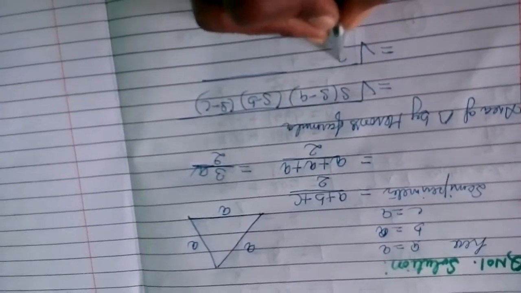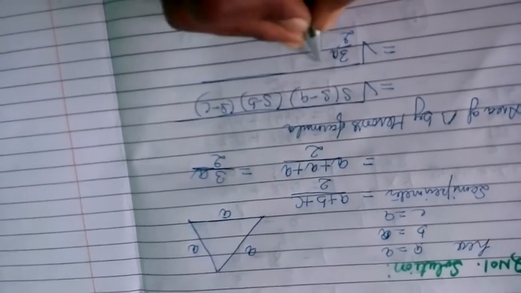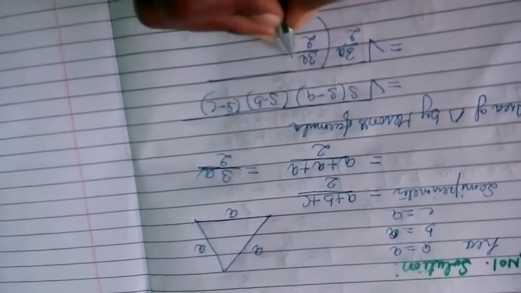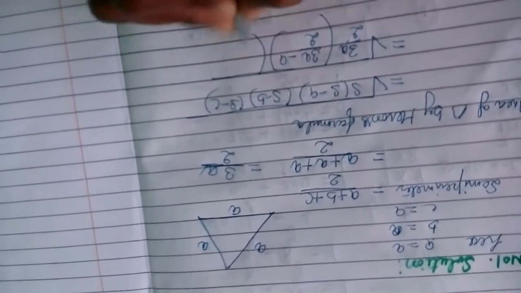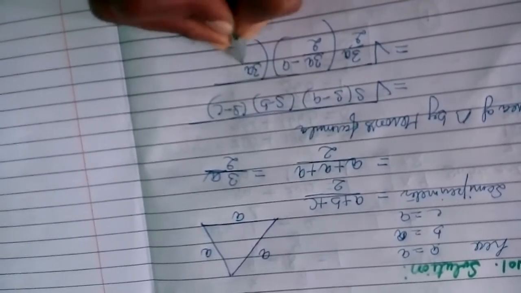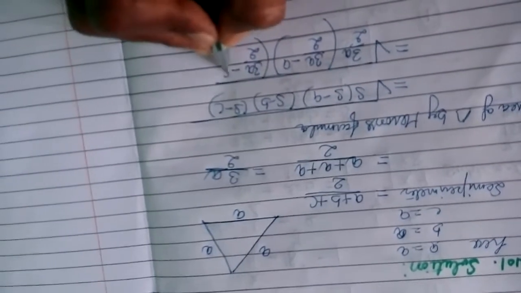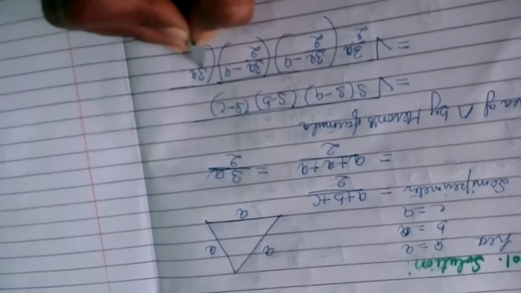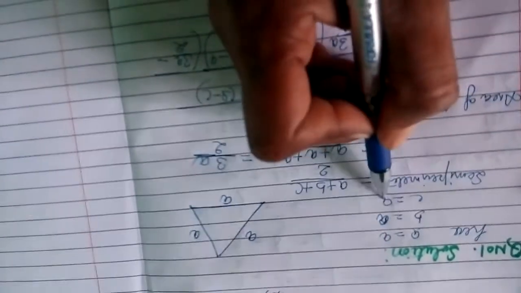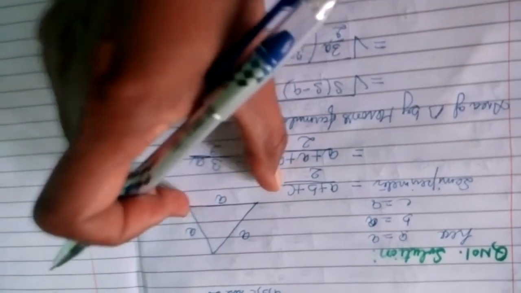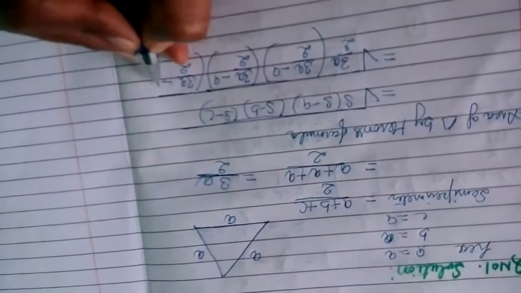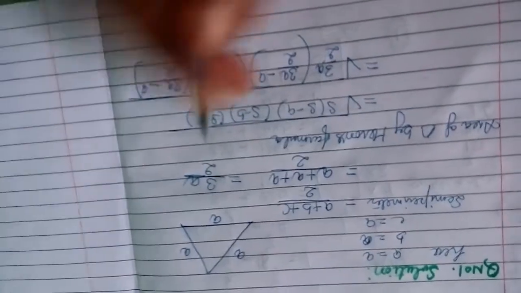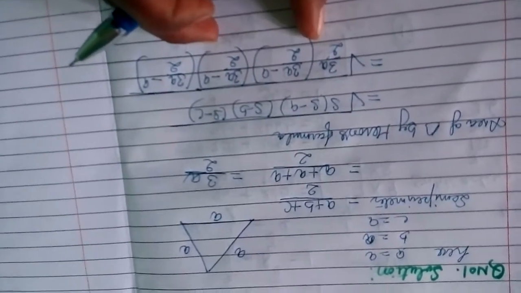So here you can see that s is 3a upon 2. And what is s minus a? Again s is 3a upon 2, and a is minus a. Similarly, s is 3a upon 2, and b is again a. And s is 3a upon 2 minus c. What is the side here? It is a, because this is an equilateral triangle and the lengths of all the sides are the same. That will be a.